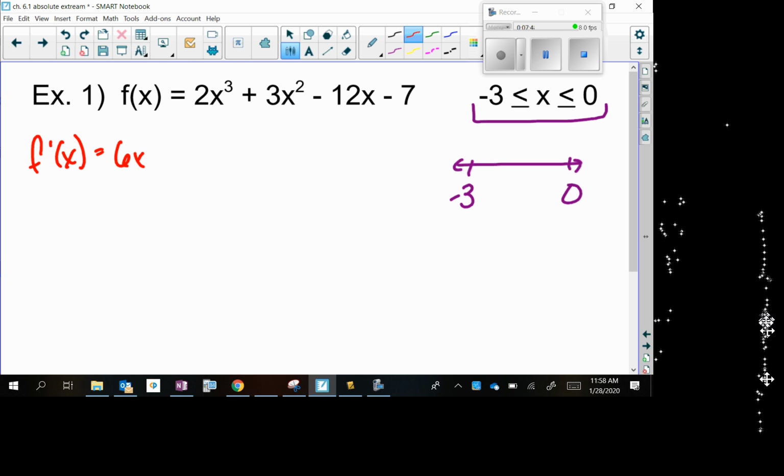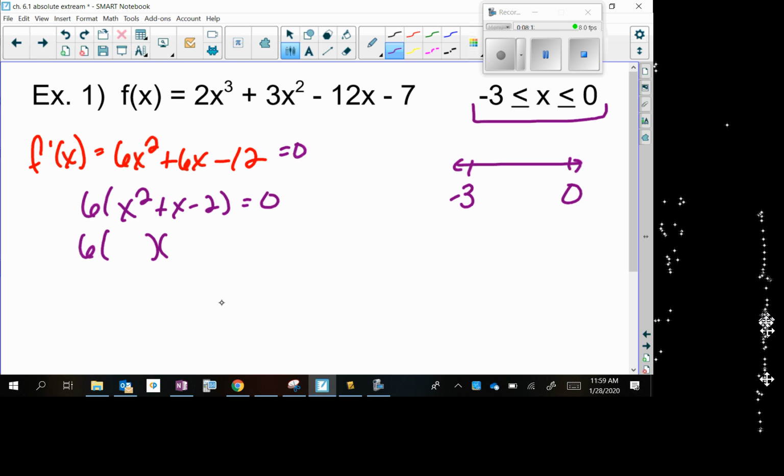So we get 6x squared plus 6x minus 12. Now we need to set it equal to 0. So how can we factor? Take out a 6: x squared plus x minus 2. Factor that, we keep the 6, right? And we get what? x plus 2, x minus 1. So our critical numbers are -2 and 1.